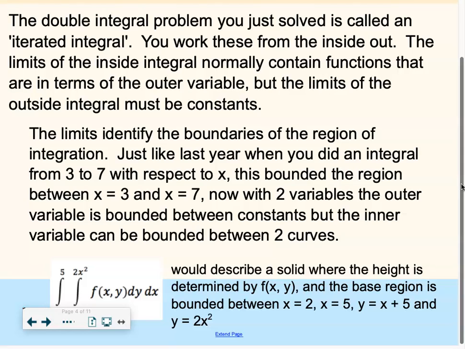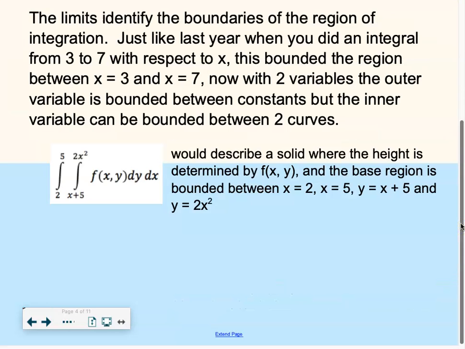Okay, so the limits identify the boundaries of a region. Just like last year when you did an integral from 3 to 7 with respect to x, this bounded the region from x equals 3 to x equals 7. Now with 2 variables, you get 2 boundaries. So here's what ends up happening.